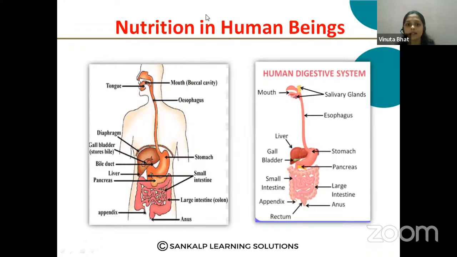Then the digestion in the small intestine. Just see here, this is the large intestine and this part is the small intestine, right? This small intestine receives some secretion from the liver and this is the pancreas. So the pancreas and liver secrete some juices into the small intestine. Let's see how digestion takes place in the small intestine.